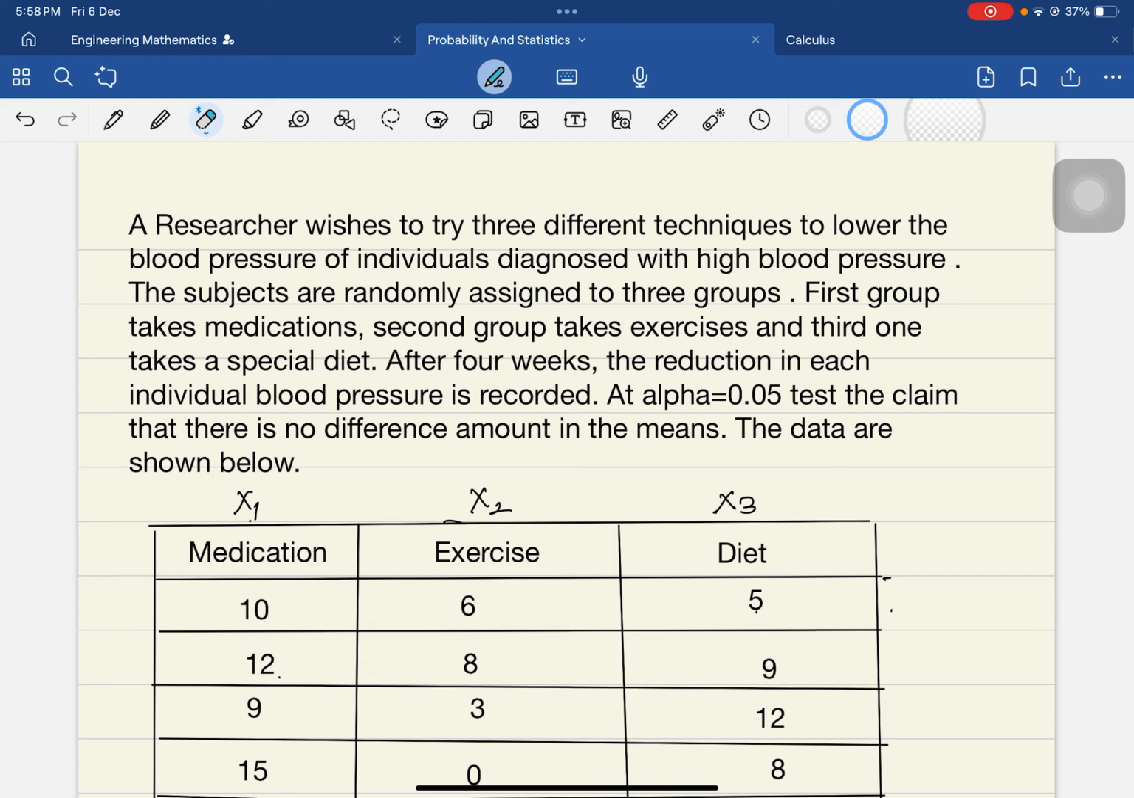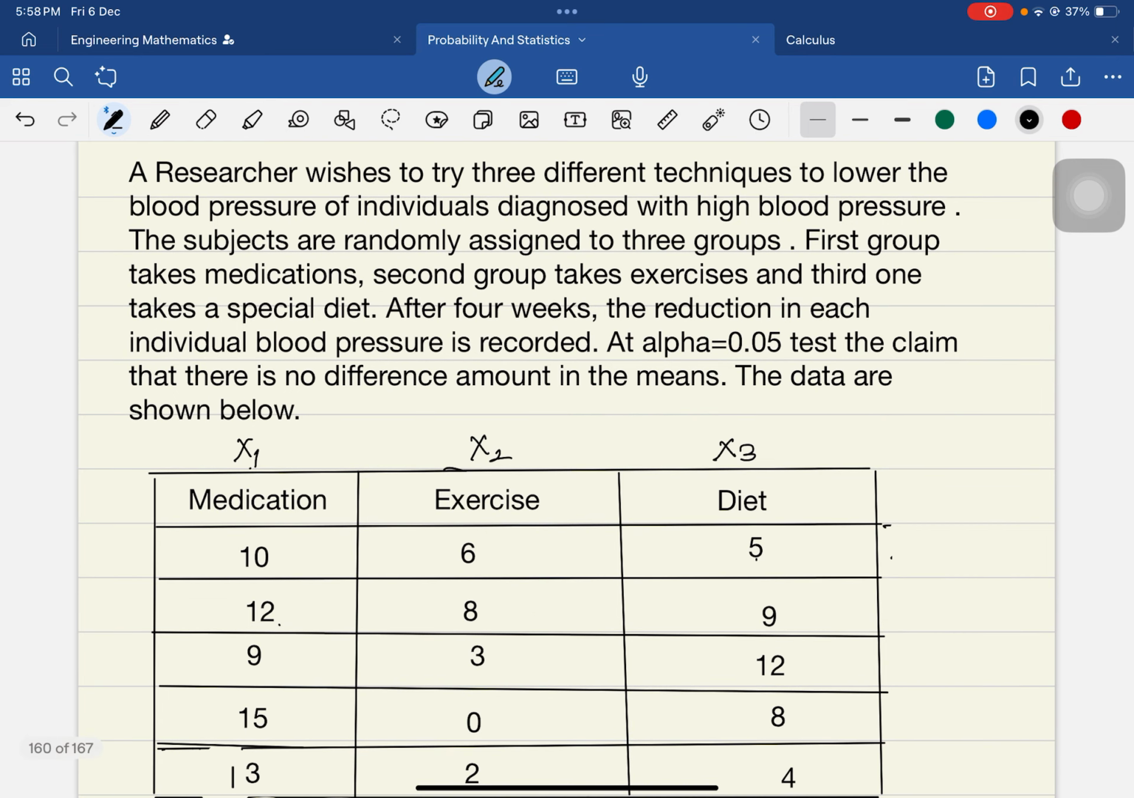On ANOVA, in the previous lecture, I explained what is meant by ANOVA, and let us do a problem to understand how to apply the F test and then how to give the conclusion about the hypothesis, whether to accept or reject. Let us understand this problem.